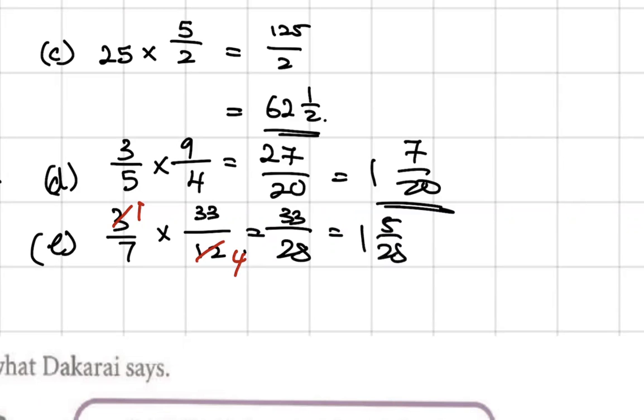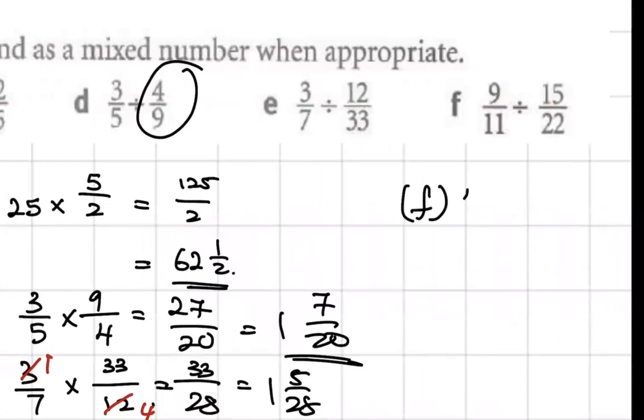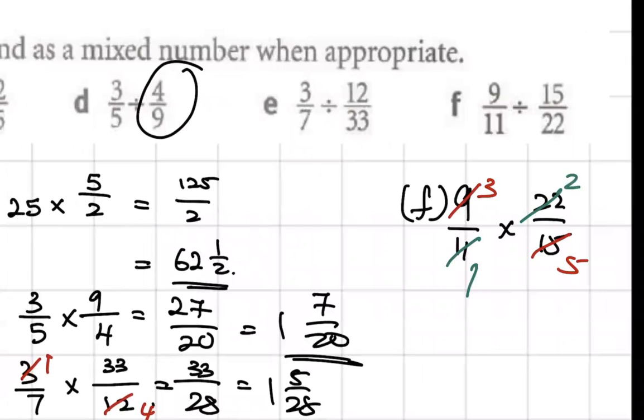1, 5 over 28. Let's look at the last one, F. Okay, this one is divisible by 3. This one is divisible by 11. 6 over 5. 1, 1 over 5.